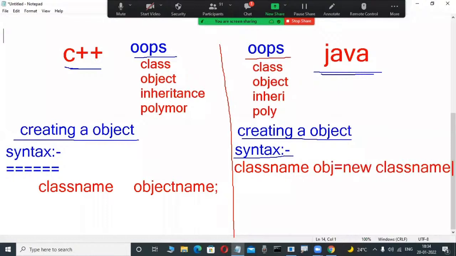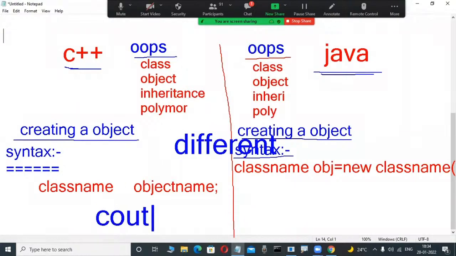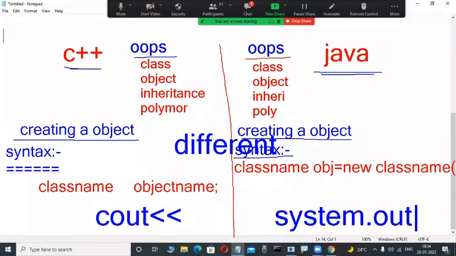Some other syntax is there or not? Observe here. Are these two languages syntactically different or the same? Different. Syntactically different, but conceptually the OOP concepts are the same. Also the functions are totally different. Suppose in C++ I want to display output, cout is a function for streaming output. And in Java, what is the function? System.out.println. That's why they are syntactically different.